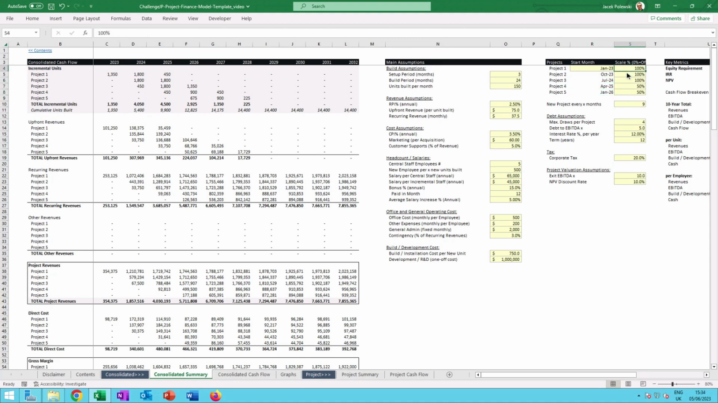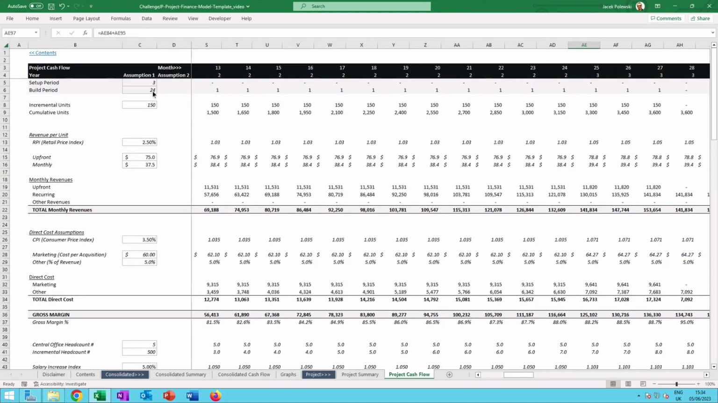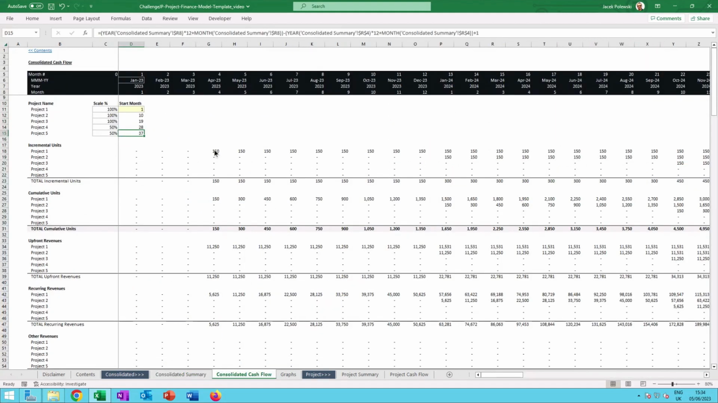And here, as I mentioned before, you can scale the project if you want to, for example, make some of the projects smaller. Those assumptions feed into the project cash flow sheet, which we looked at just now. Those are the numbers. And then there are some additional assumptions around the debt calculations and also valuation, which also feed into our monthly calculations. Okay, so if we get back to the consolidated cash flow, let's see.